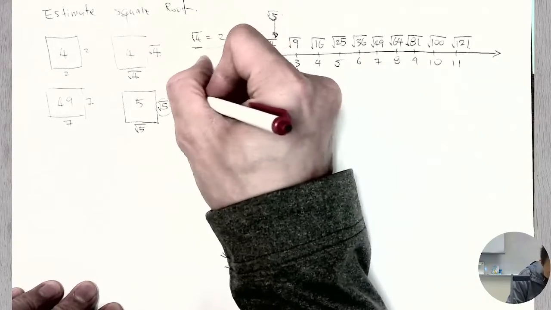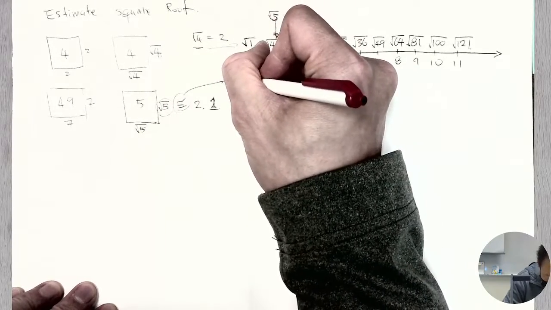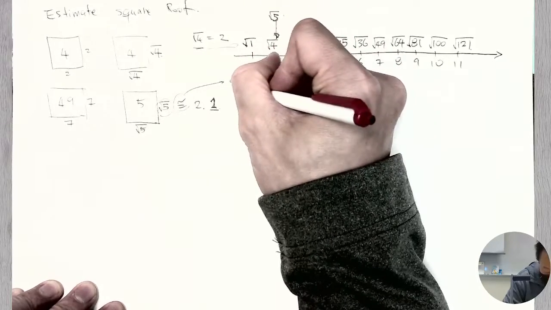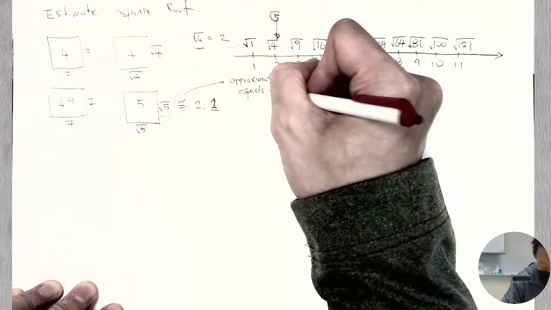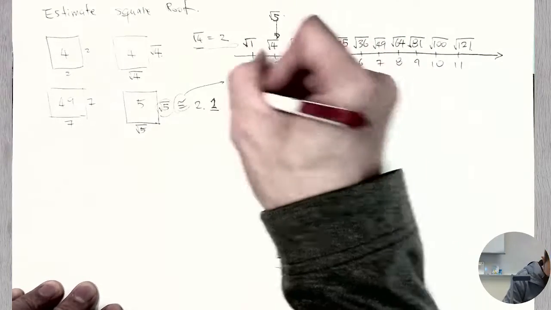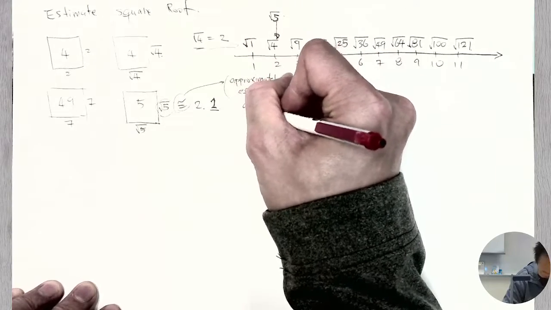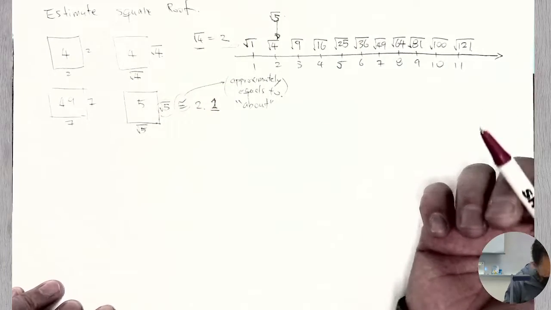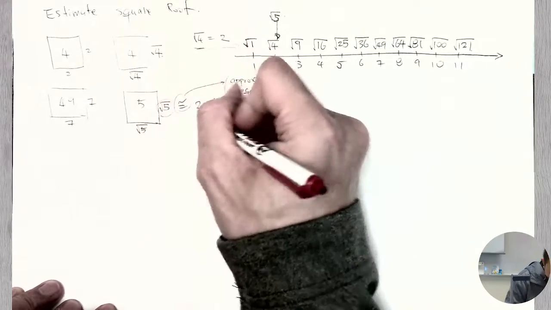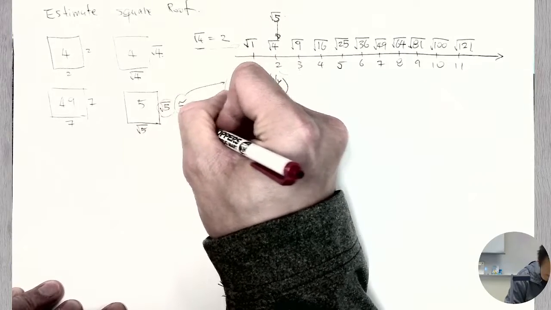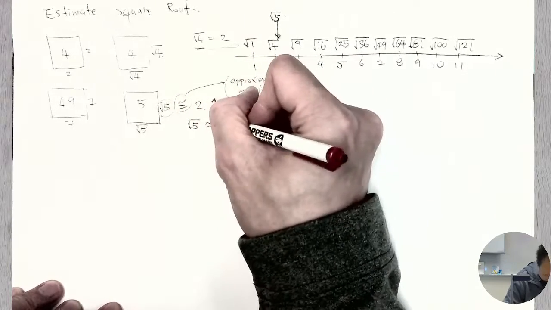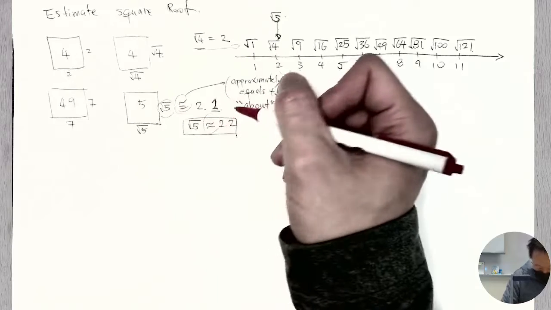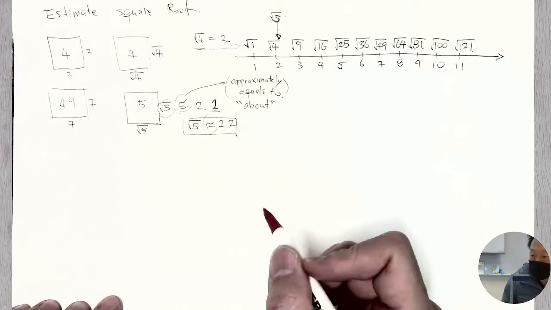Now, this symbol here has a name. The symbol is approximately equals. Or in plain English, it's about. So square root 5 is about 2.2. Okay? Another version of this is 2 wavy lines. You can also say square root 5 is 2 wavy lines 2.2. These 2 symbols are interchangeable. Let's take a look at other examples.